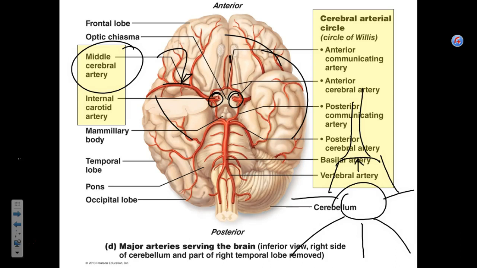Does that make sense? Now, a really important thing, if you think about it, is that having a circle is pretty awesome. Because if something gets stuck in that circle, it doesn't prevent the blood flow to other parts of the brain. So basically, I want to introduce the concept of anastomosis.